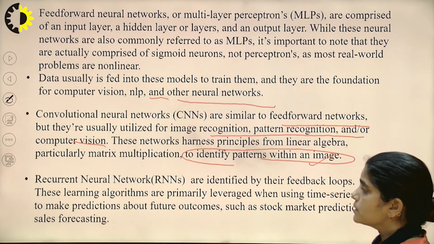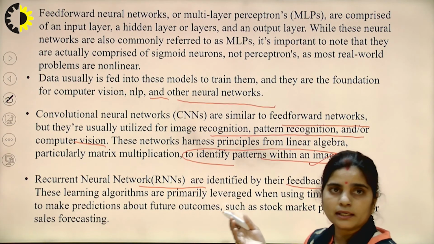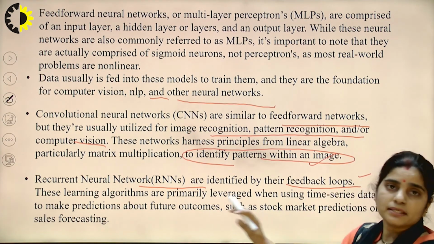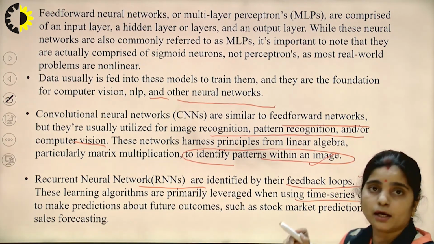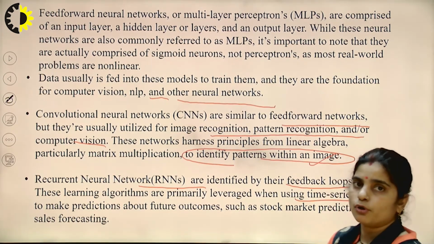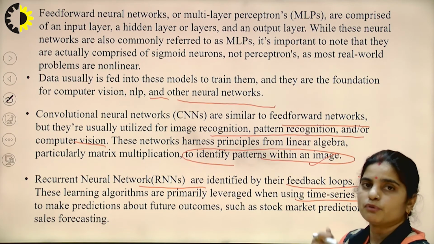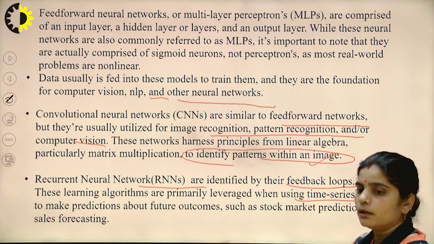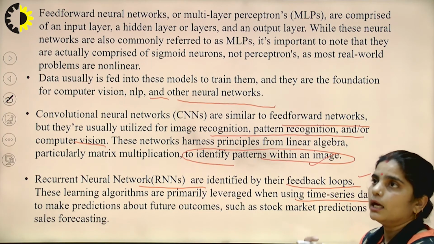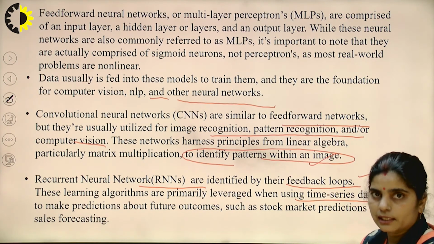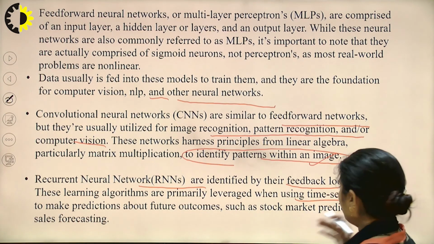Okay. Now the last one is recurrent neural networks. These are identified by their feedback loops, and these learning algorithms are primarily used for time series data. As I had already told in my previous lectures, time series data is the data which we observe or record on the basis of time variations, just like if we record or observe the data on a monthly, yearly, quarterly, or daily basis. When we observe the data on this type of time scale, that data comes under time series data.